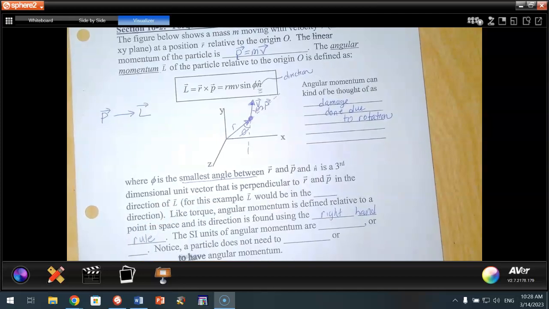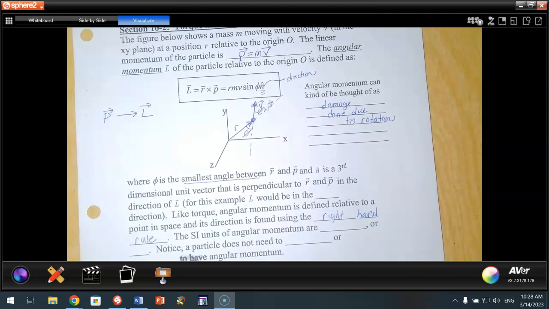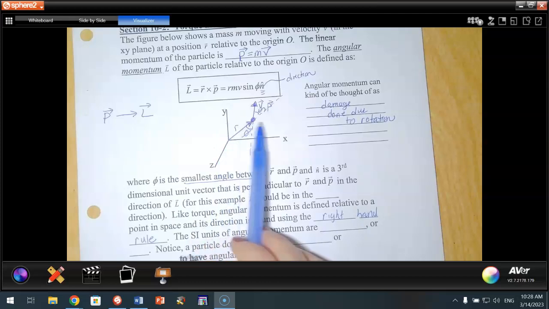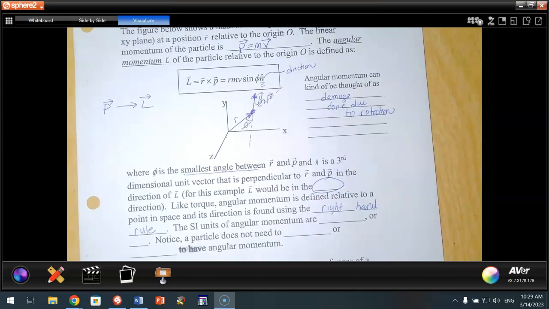Again, you'll learn about that later, but what you're going to learn is the direction of this cross product is actually a third dimensional vector. So if in this diagram the particle is in the XY plane, then the angular momentum would be in the Z direction. So it either would be positive Z or negative Z. And we'll fill this in later once you learn how to do the right-hand rule.